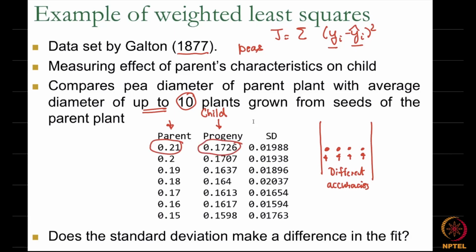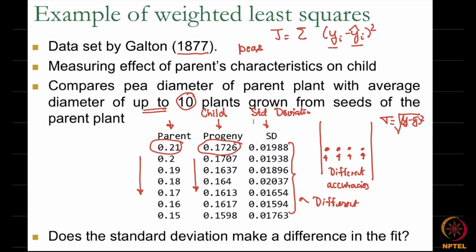So you can see that as parent size decreases, as it is with human parents, the child size also decreases. But notice that all these things are different. What are these? This is the standard deviation. All of you would be familiar with standard deviation from school. So remember, you would calculate sigma equal to square root of sum of (y minus y bar) squared divided by n minus 1. We'll come to this definition again when we come to the statistics portions.